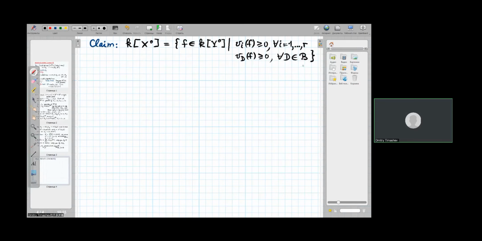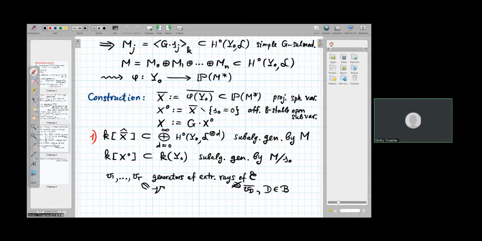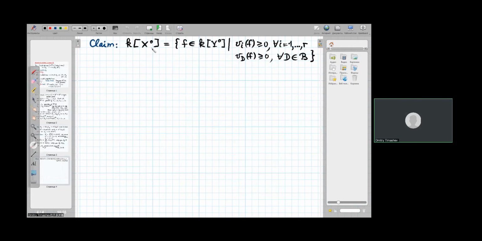So this is another description of the coordinate algebra of this open subset X0. We have already seen that this algebra is generated, as a subalgebra in the field of rational functions, by this space. But we can describe this algebra differently by this formula. Let me prove the claim.